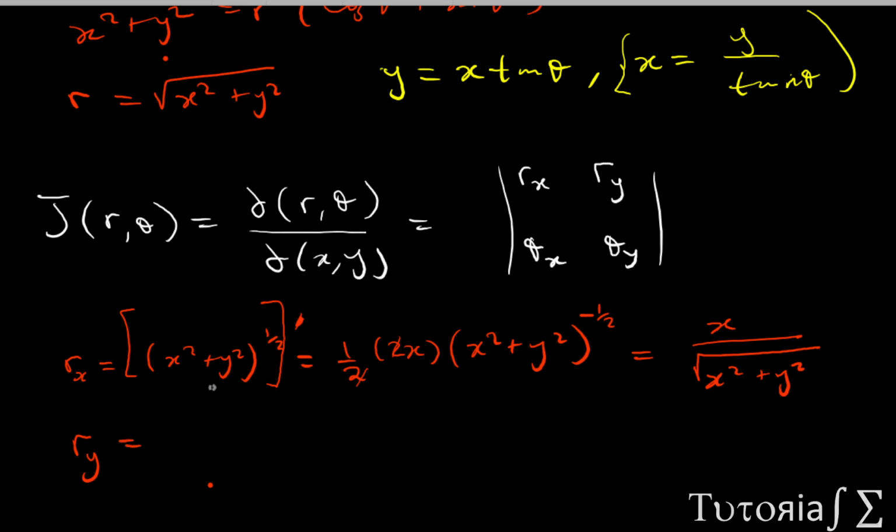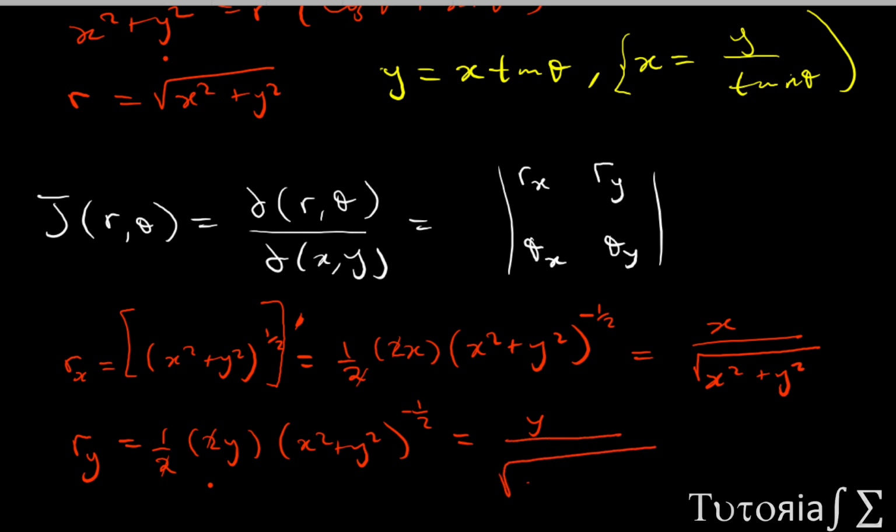So r with respect to y, same thing. That is half. Then we differentiate what is inside with respect to y, so that is times 2y. Then we write what is inside, which is x squared plus y squared. Then to the power, we subtract 1, so that is to the power negative half. So this simply cancels out and we remain with y over root of x squared plus y squared. And basically that is r with respect to x and r with respect to y.